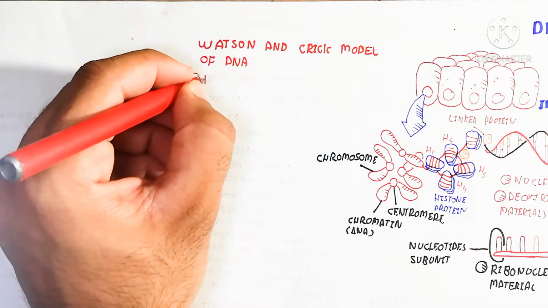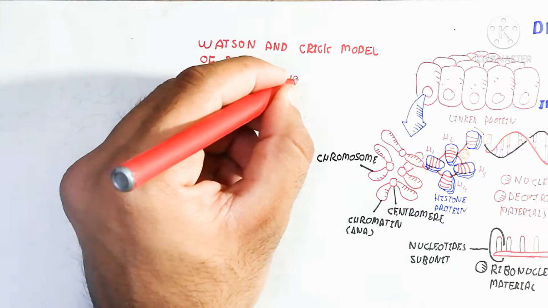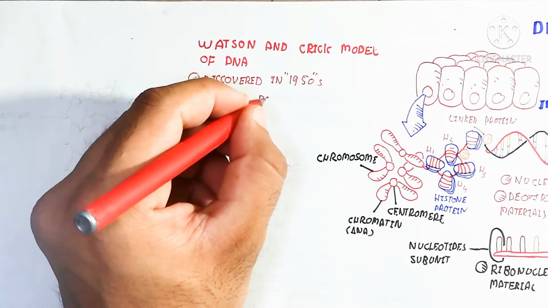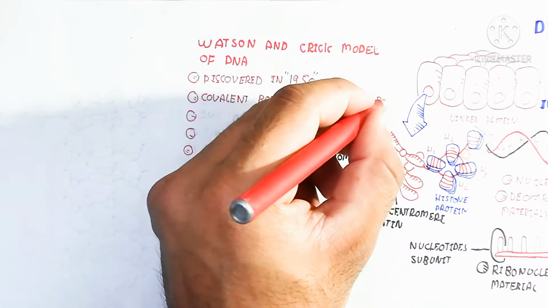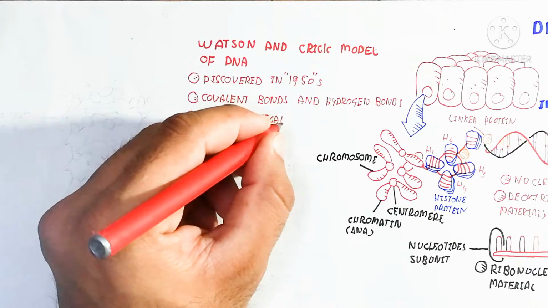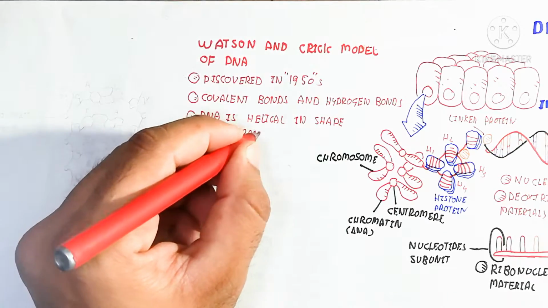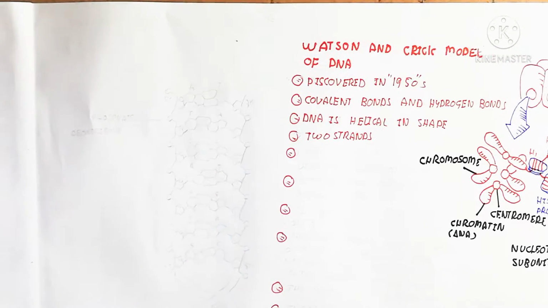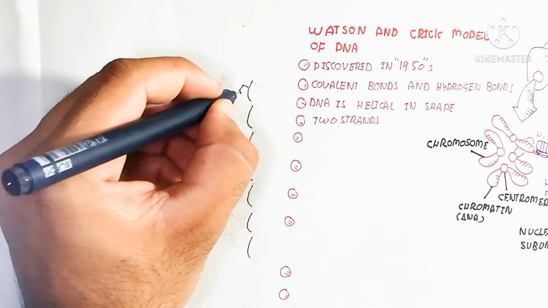Now we will discuss the Watson and Crick model of DNA. The Watson and Crick model of DNA has the most explanatory power for the DNA, and it was discovered in 1950s. So covalent bonds and hydrogen bonds are present. So what is the meaning of this? Next we will discuss it also, but here we will just understand that the DNA is helical in shape. So the helical structure is formed in the DNA due to the coiling.